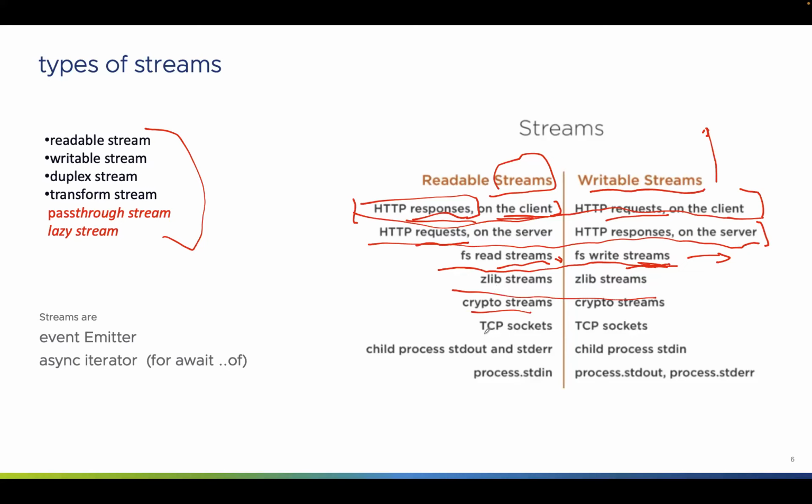Another example is crypto, zlib, and TCP sockets. In terms of TCP sockets, they are bidirectional. For this one, sockets are both readable streams and writable streams because it's a bidirectional communication. And surely we have standard out, standard error, and standard in. When we want to read input from our terminal, or console log something to our terminal, we use standard in and standard out streams for this very basic operation. Okay, let's move on to the next one.